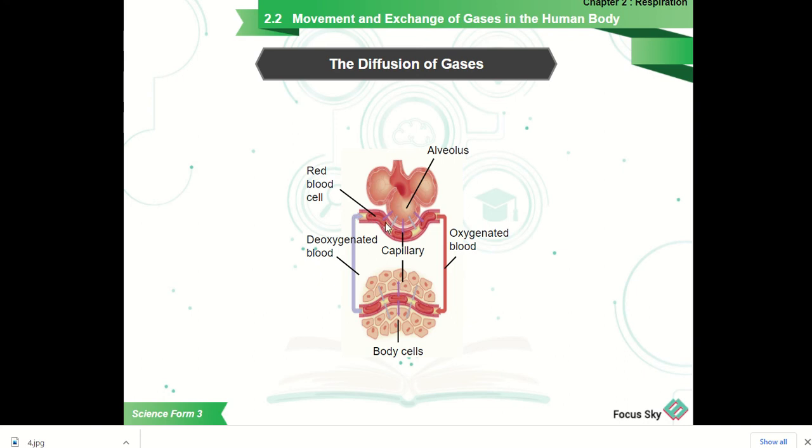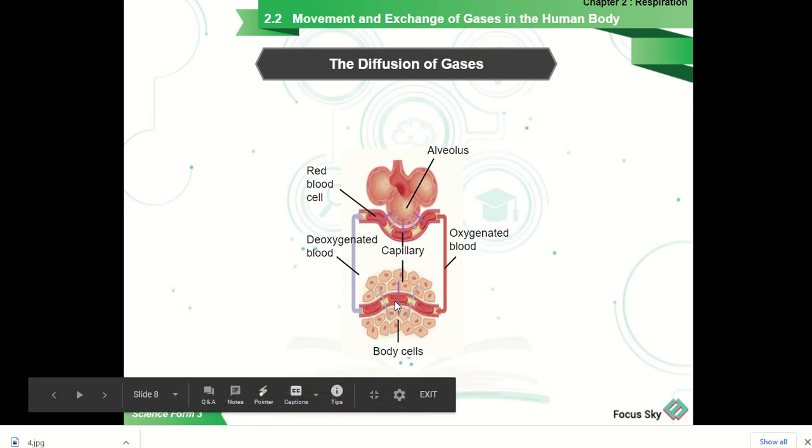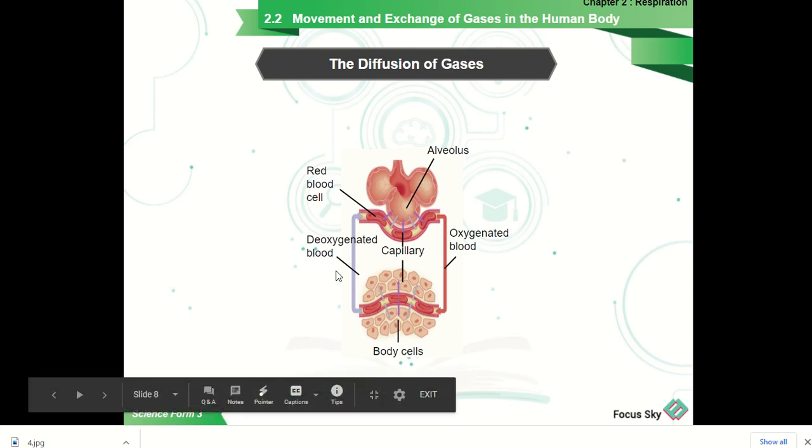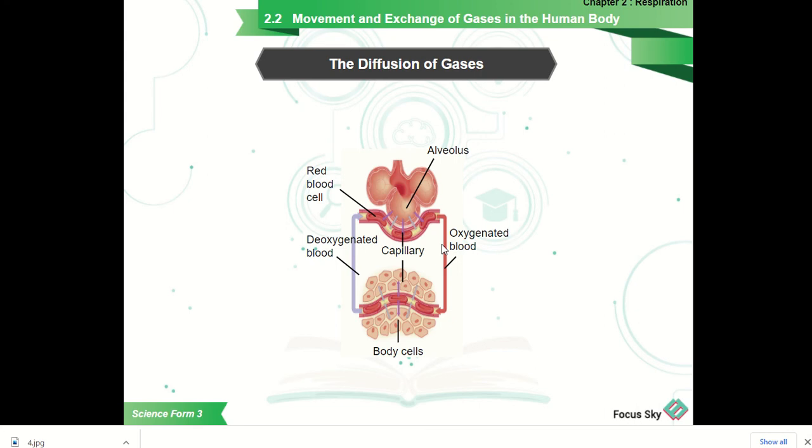So dekat sini deoxygenated blood tu tadi yang kaya dengan carbon dioxide, dia akan diffuse masuk dalam alveolus dan keluarkan daripada tubuh badan lah. So that kalau kita tengok kepada capillary ni tadi, capillary means something yang dia connected to heart. So dia akan keep flowing sebab heart tu tadi dia akan terus pump out semua.